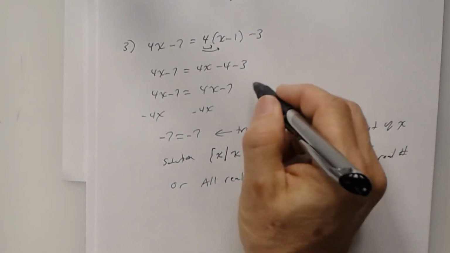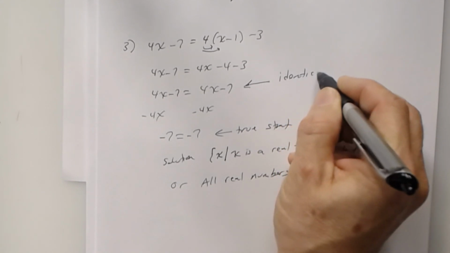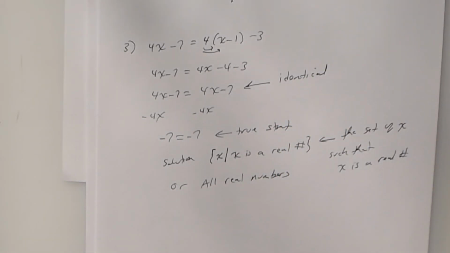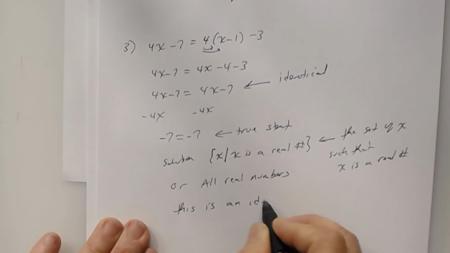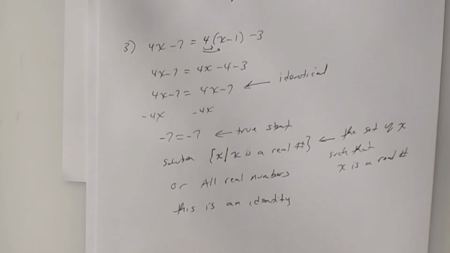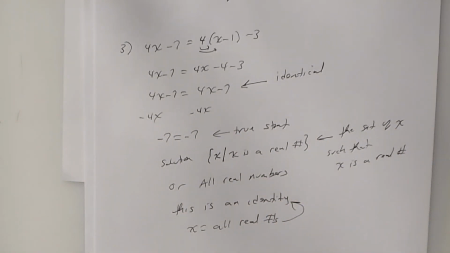Okay, now notice, when I got to this point, I saw this right here and I said that those two sides were identical. So you tell me, do you think this is a conditional equation, an inconsistent, or an identity? Identity. So this is an identity. If your solution is all real numbers, x equals all real numbers, then it's an identity. Okay?